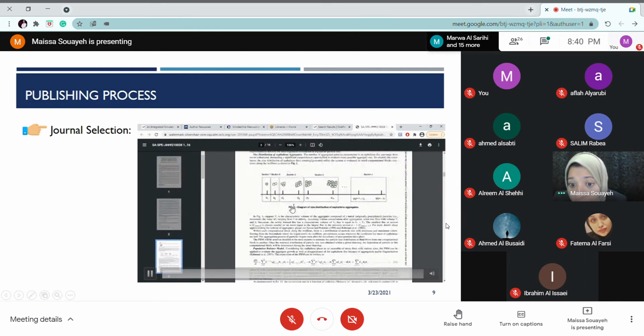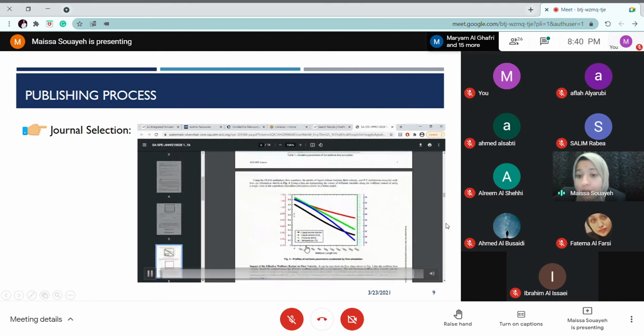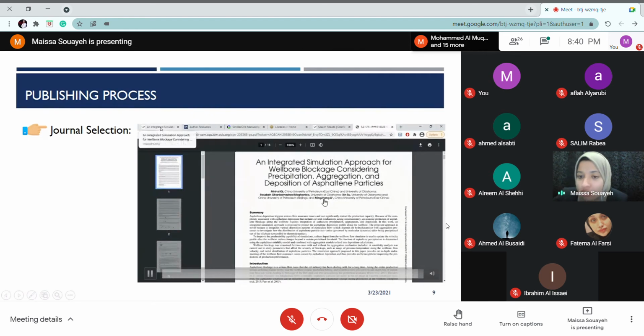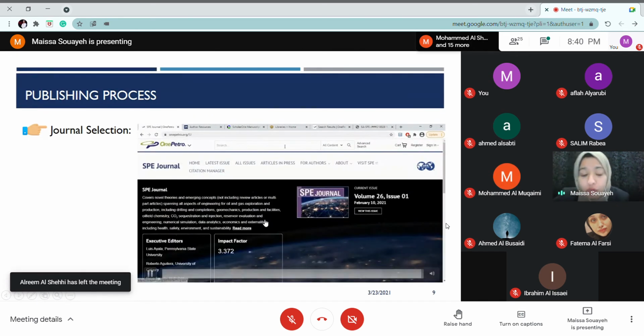For example, figures, it's Fig, not Figure. Even how the captions for the tables are done, all of these things you can learn by checking, or take note of, by checking a recently accepted paper in the journal you selected.